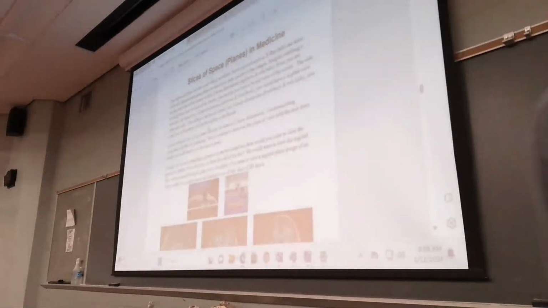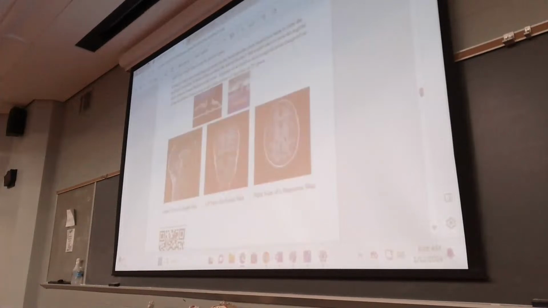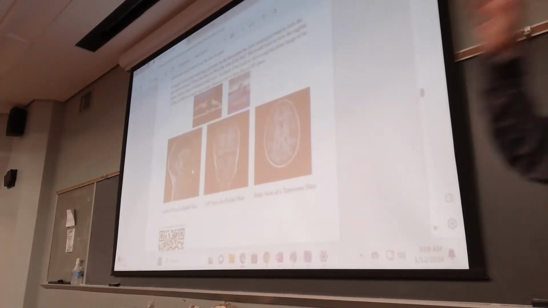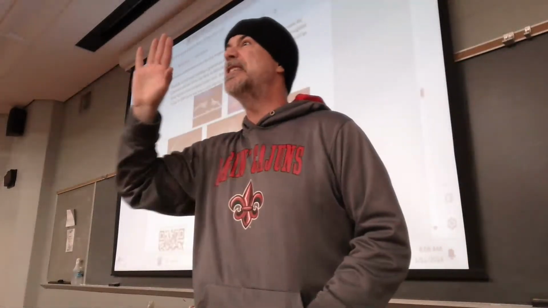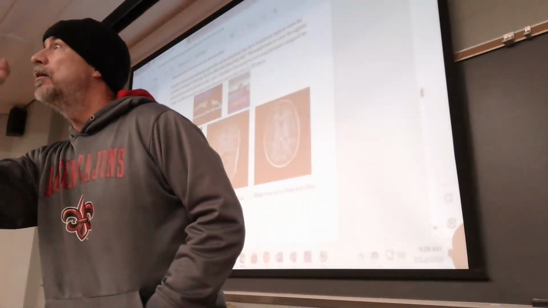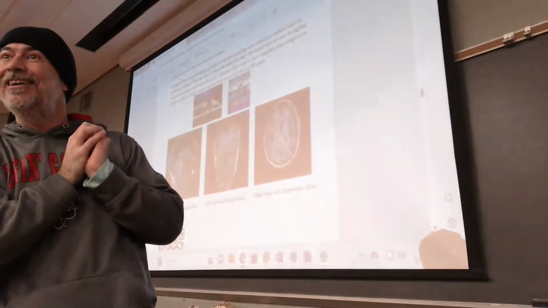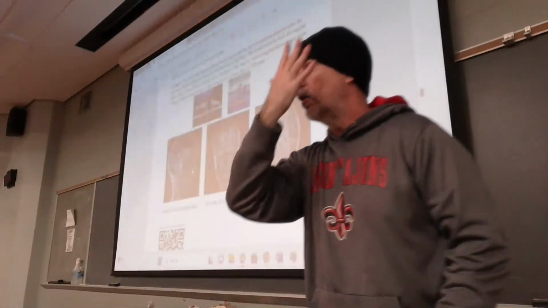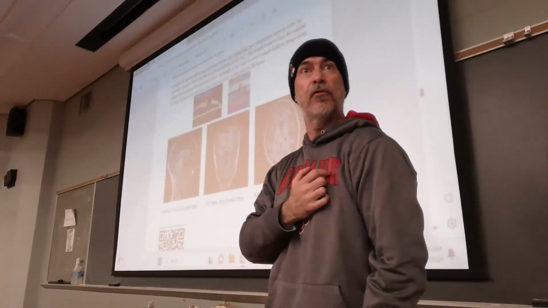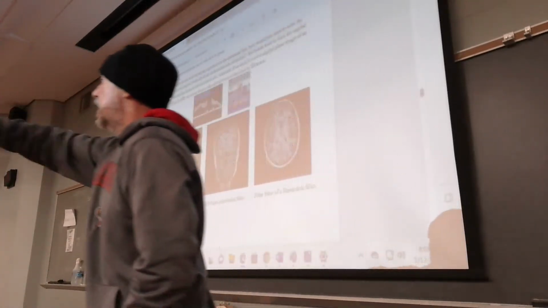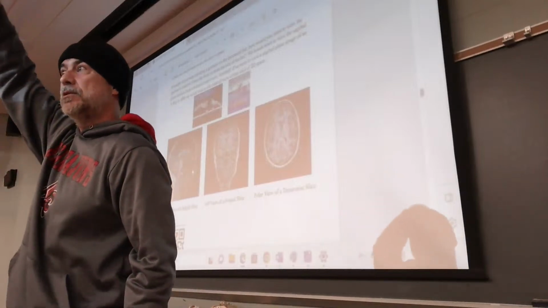So give you some more examples, right? This is a lateral view of an MRI. How would you want to see it? How would you want to see the side of the brain? You'd want to look at it from the side. How would you want to see the front of the brain? You'd want to look at it from the front. How would you want to see the top to bottom of the brain? You want to look at it from the top.